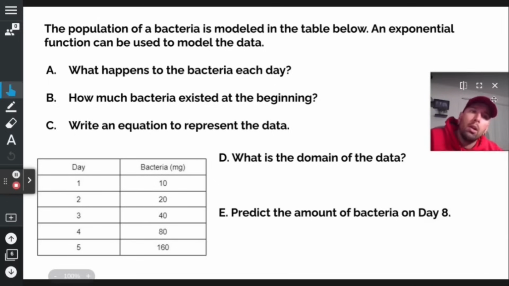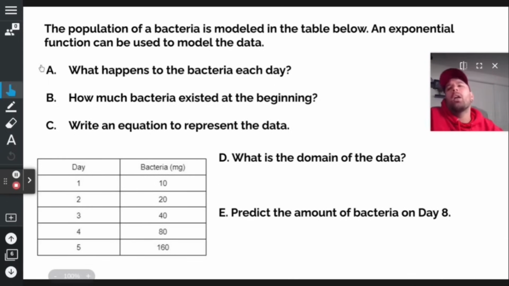No calculator. Let's move my face. The population of a bacteria is modeled in the table below. An exponential function can be used to model the data. So I stole this problem off the internet and made a bunch of examples off of it. So day 1, I have 10. Day 2, I have 20. Day 3, I have 40. Day 4, I have 80.